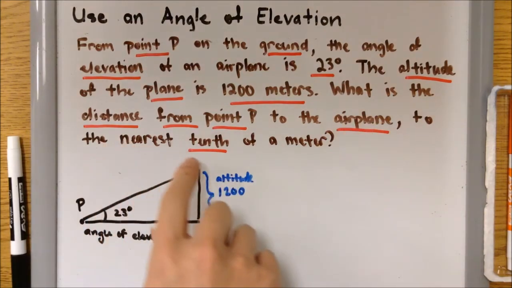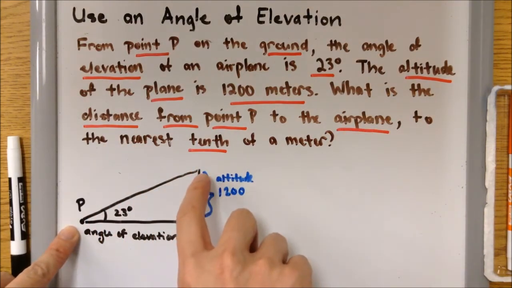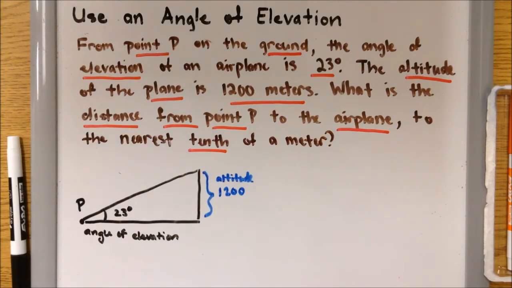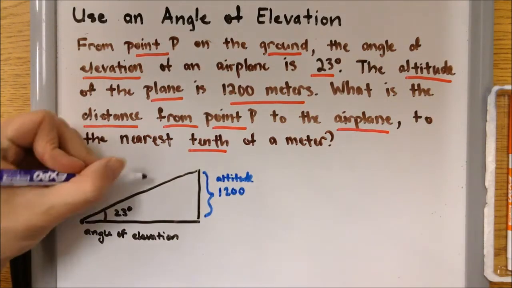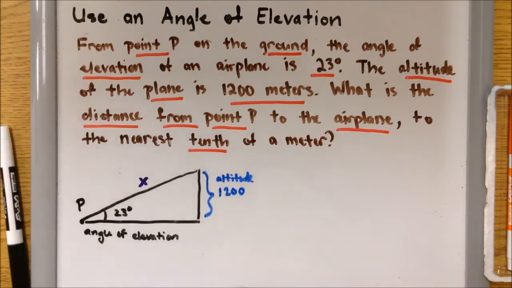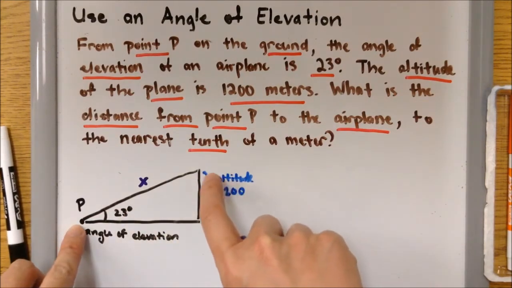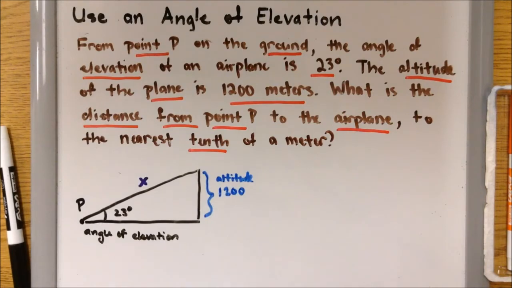What is the distance from point P to the airplane? So basically, this is x, the slanted line, from point P to the airplane. And make sure our answer is to the nearest tenth of a meter.